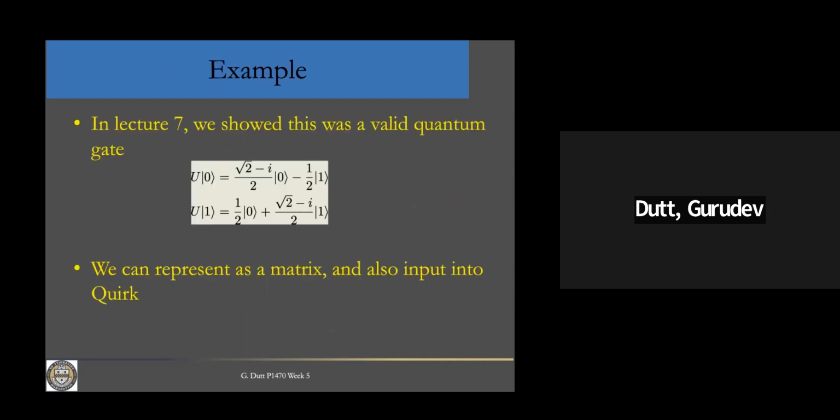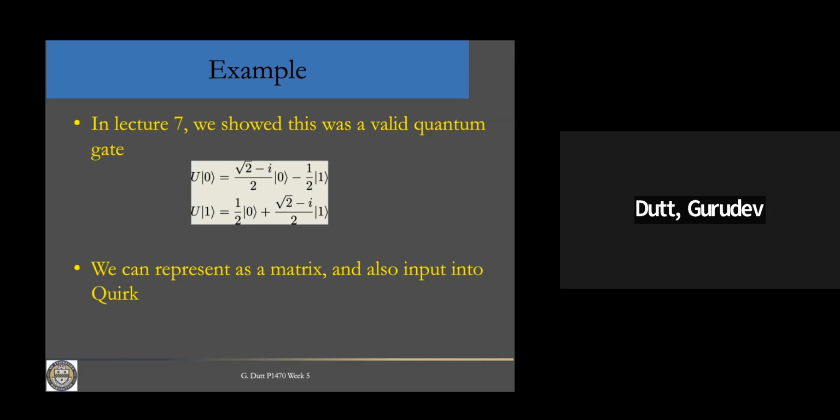So in lecture 7, we showed that this was a valid quantum gate. Just go back to your lecture 7 notes or look online at the video. We did that by taking this gate, operating on any general state AB, or EF if you like, and we showed that this gate satisfies that normalization condition. So that's already done.